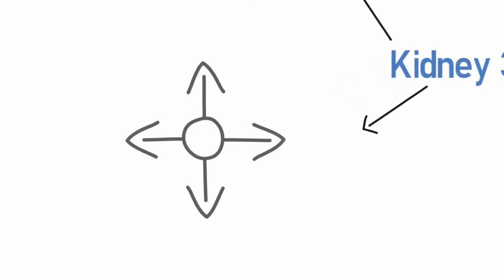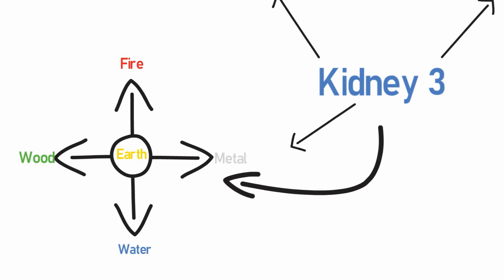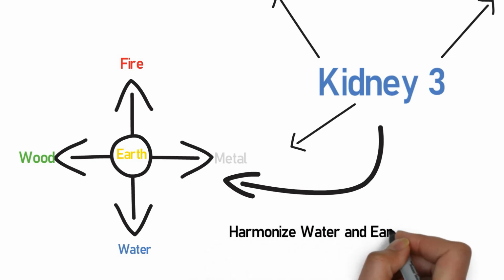According to the cosmological sequence, the earth element is in the center. It is the pivot. So maintaining a healthy earth is important in order to have a good connection between fire and water. And Kidney 3 is a very good point to harmonize water and earth.